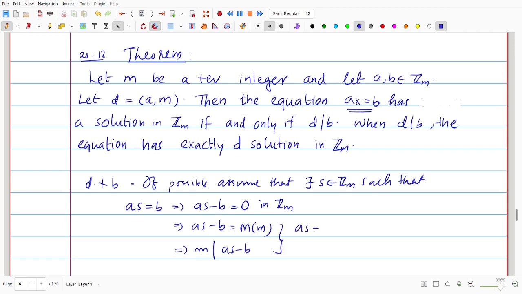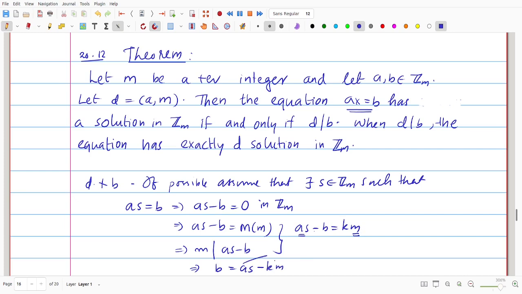So As minus B equal to some K times M. We know that D is a GCD of M and A. So D divides M and D divides this A. Okay. So from this you can write what is B? B is equal to As minus Km.